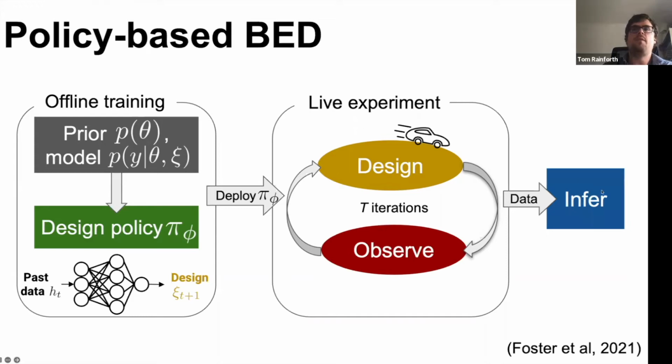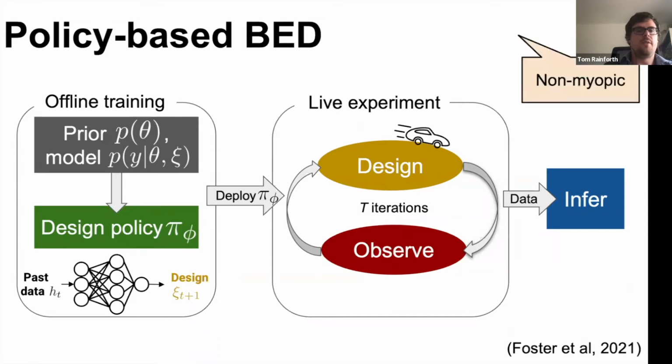And of course, if we then want to do inference, we don't do the inference as we go. We don't have to keep track of any kind of posteriors during the experiment. The policy removes the need to have posteriors as we go. And if we want to do inference, we do it right at the end. We get a super fast process.